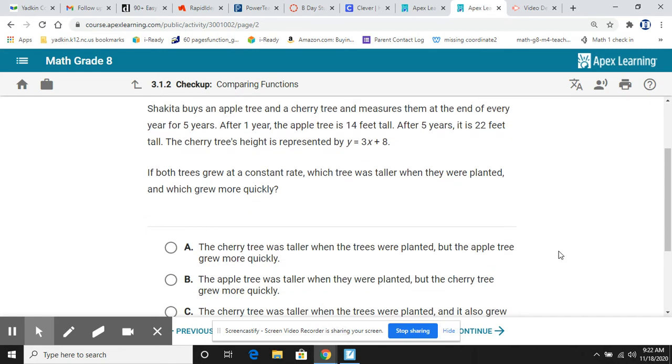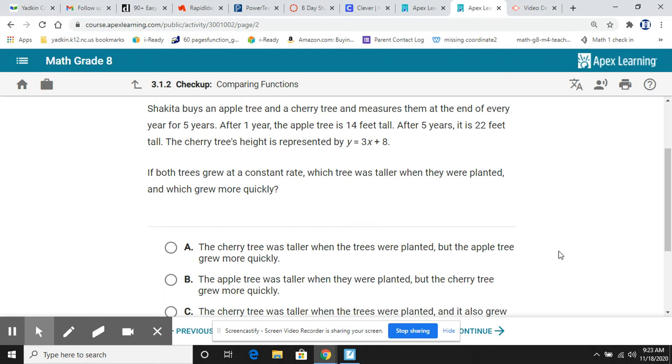Okay, Shakita buys an apple tree and a cherry tree and measures them at the end of every year for 5 years. After 1 year, the apple tree is 14 feet tall. So that's an ordered pair right there, 1, 14. After 5 years, it is 22 feet tall. That's another ordered pair, 5, 22. The cherry tree's height is represented by y equals 3x plus 8.